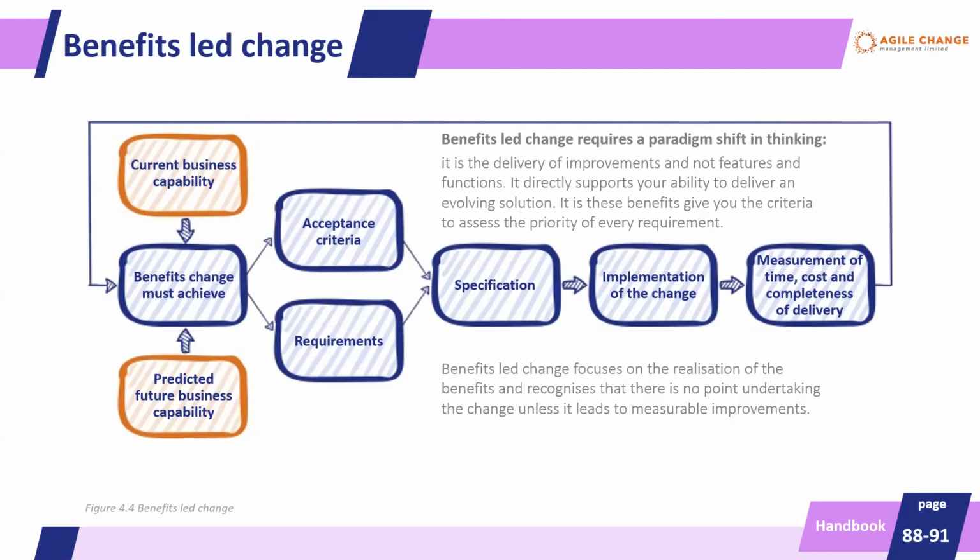And then we end up with the specification, we implement the change, and then we can measure against the measurable improvement, the benefit. This requires a real shift in thinking, because instead of just doing that big shopping list of all the things you want, you have to step back and go, what would be a great result for us, and then put that in measurable terms. That is what benefits-led change is all about.